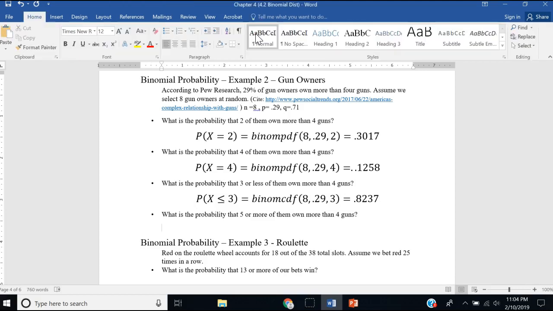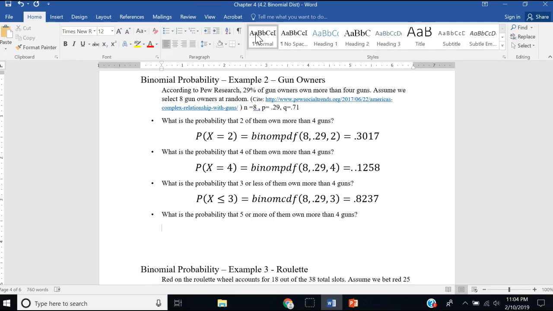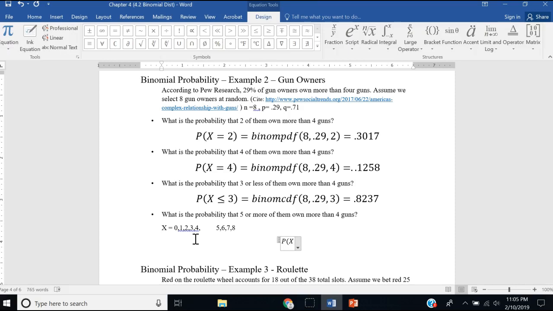And then lastly, what's the probability that 5 or more of them own more than 4 guns? Again, I like to write this down, but think 0, 1, 2, 3, 4, 5, 6, 7, 8. Again, we're trying to select 8 gun owners. 5 or more of them would be 5, 6, 7, and 8. So we kind of separate that group out, and we say, oh, the complement is the probability that x is less than or equal to 4. So we can find a binomial CDF on that one.